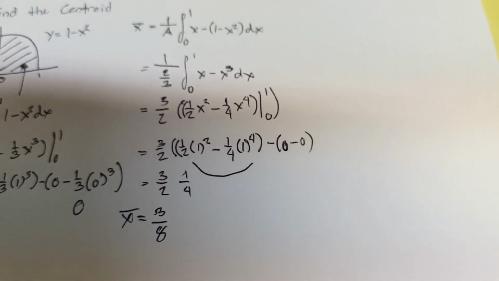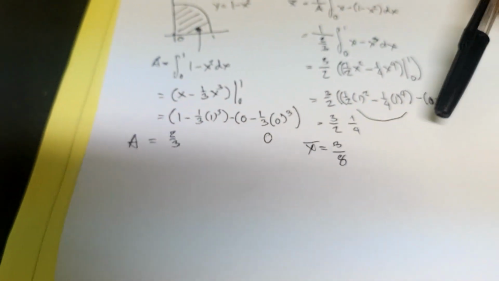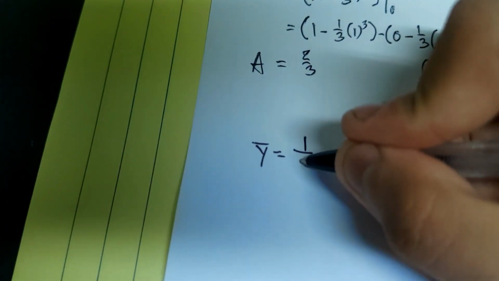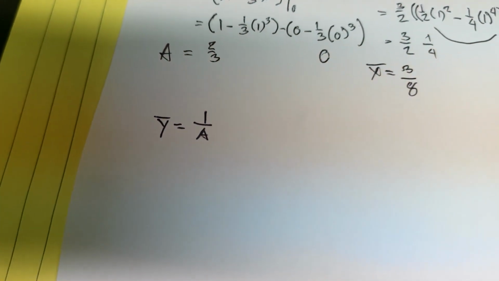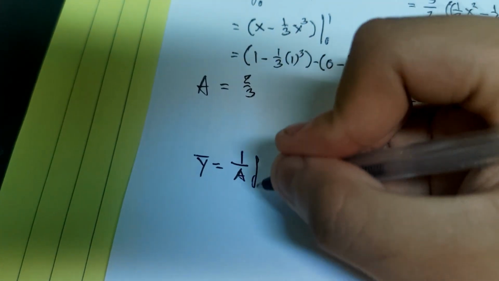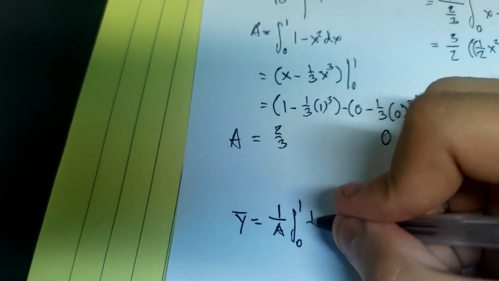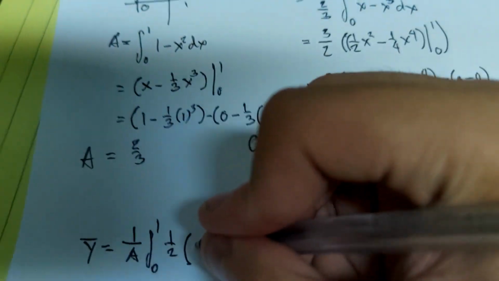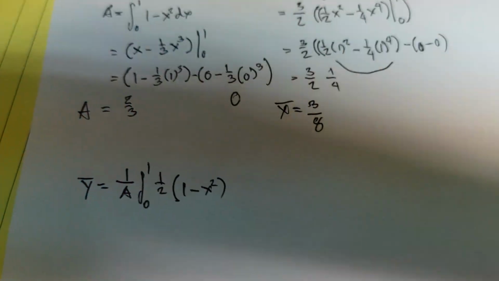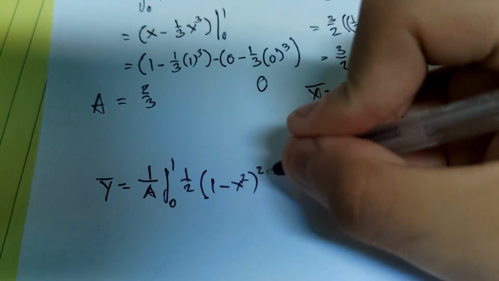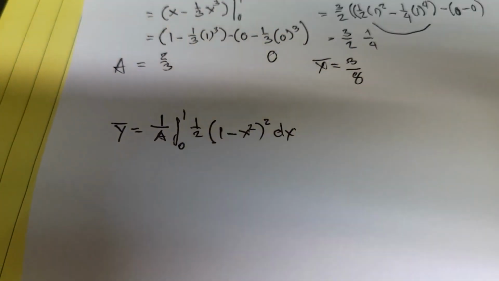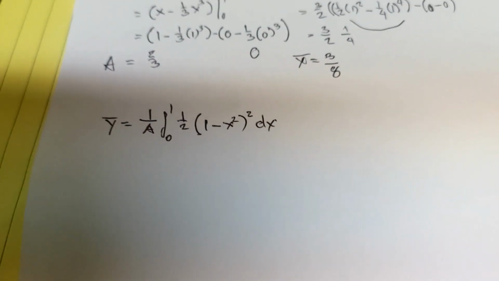So next, moving to our y coordinate. We still have to find our y coordinate here. So our y coordinate is just 1 over area with the integral with limits of 0 to 1 of 1/2 times our y here, which is 1 minus x squared, and don't forget to square this, in your dx. So this is how our y coordinate is set up. So we can repeat what we did here.